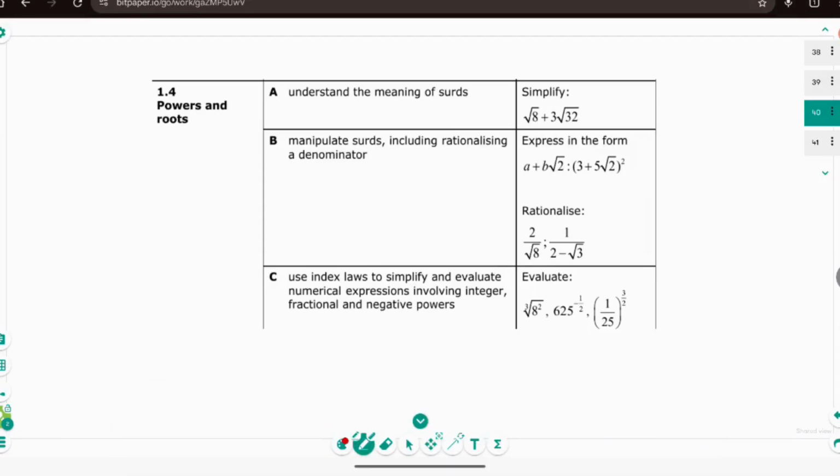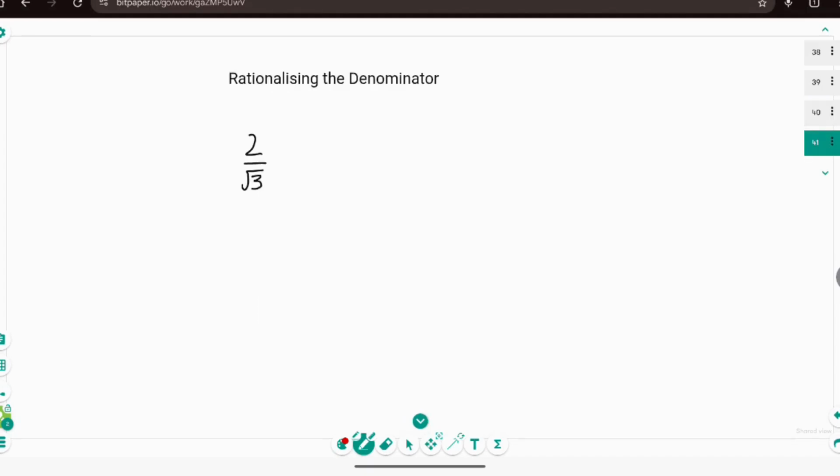In the second recording on Surds, we'll be looking at rationalising the denominator. So hopefully you've already watched the first recording on Surds, which just looks at the rules of Surds and manipulating Surds. Okay, how do we rationalise the denominator? As it suggests, we need to turn the denominator into a rational number.